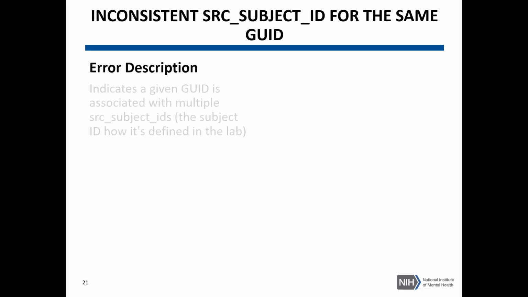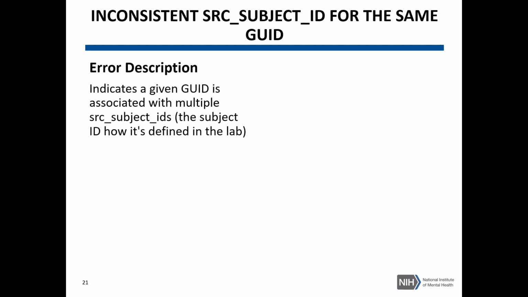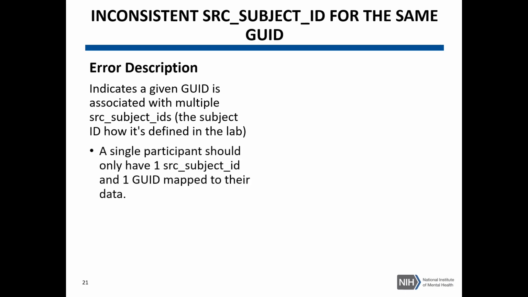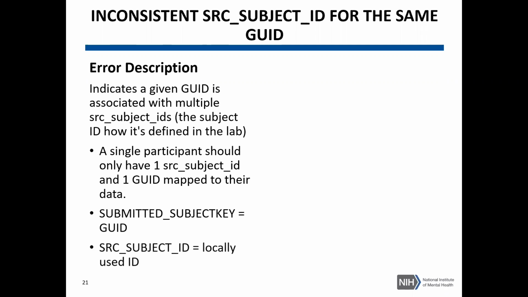Another error that you may encounter is the inconsistent source subject ID for the same GUID. This error indicates that a given GUID is associated with multiple source subject IDs. The source subject ID is how the subject is defined in your lab, whereas the GUID is the global unique identifier used by the NDA. A single participant should have only one source subject ID and one GUID. In your error report, submitted subject key is going to refer to the GUID, and source subject ID is going to refer to your locally used ID.